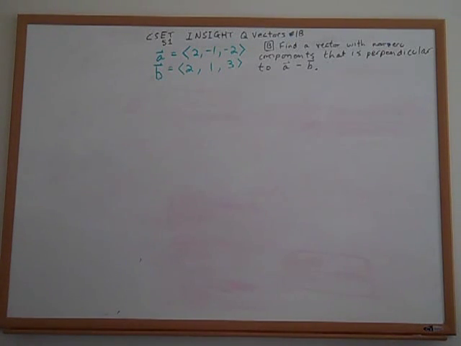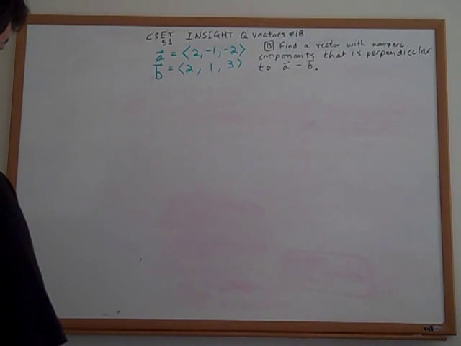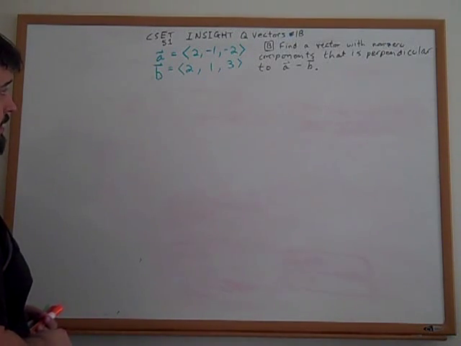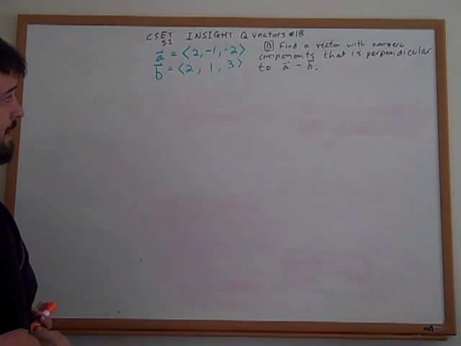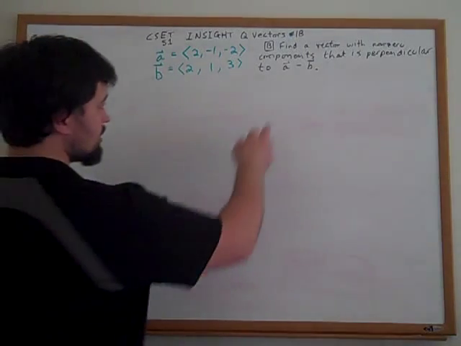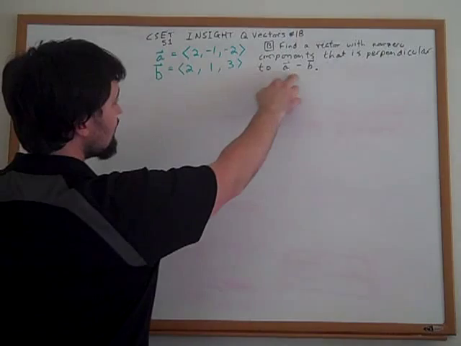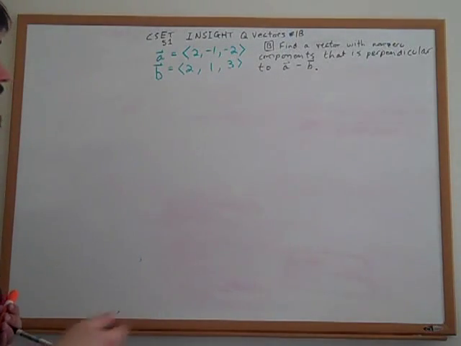So, the first thing to notice about this question is that it gives us A and B, and then it asks us for a vector that is perpendicular to A minus B. Now this question can show up as A minus B, it can show up as A plus B, it can show up as 2A plus 2B, 2A minus B.